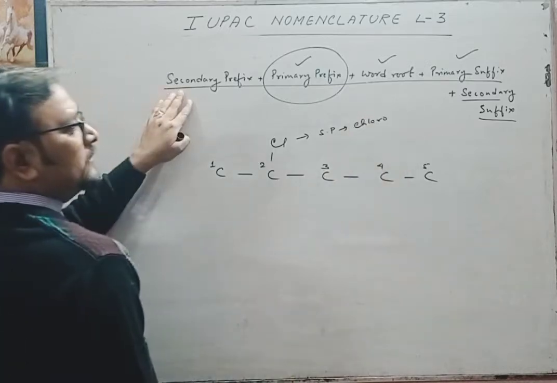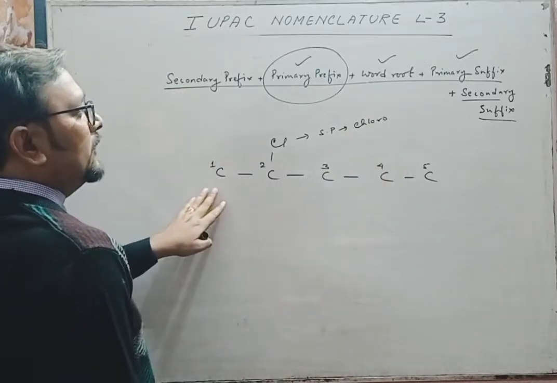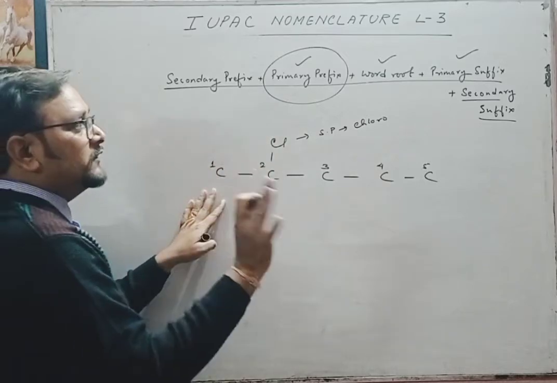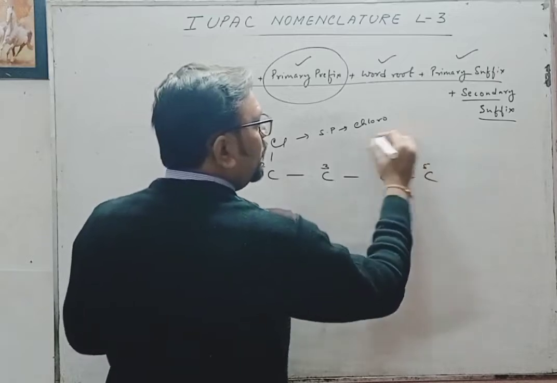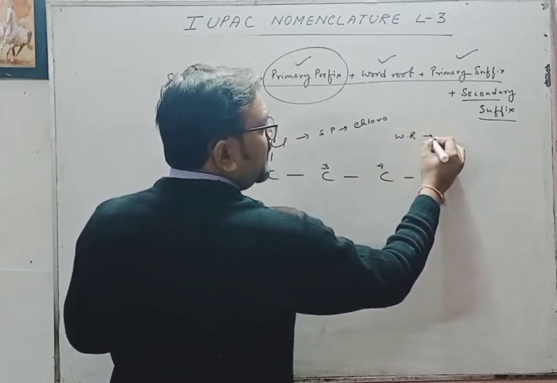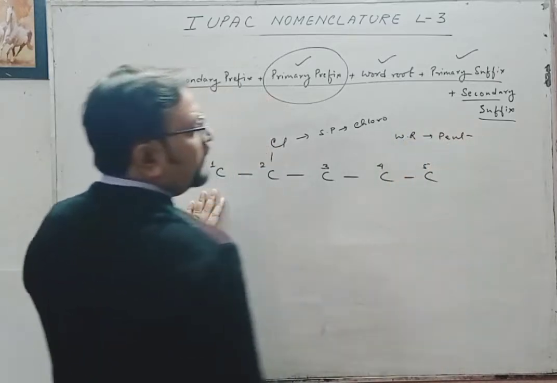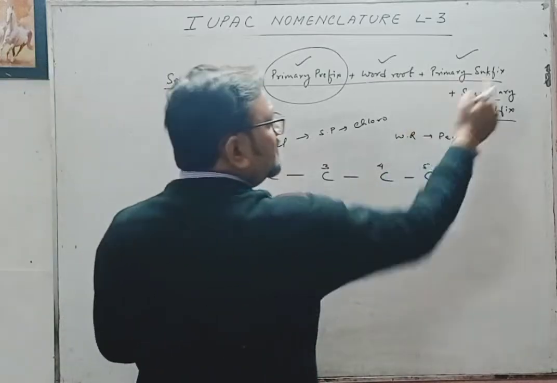Chloro. Right? This is the secondary prefix. Now the primary prefix is not there. What is the word root? Meth, eth, prop, but, pent. So the word root I am getting is pent. Right? What is the primary suffix?